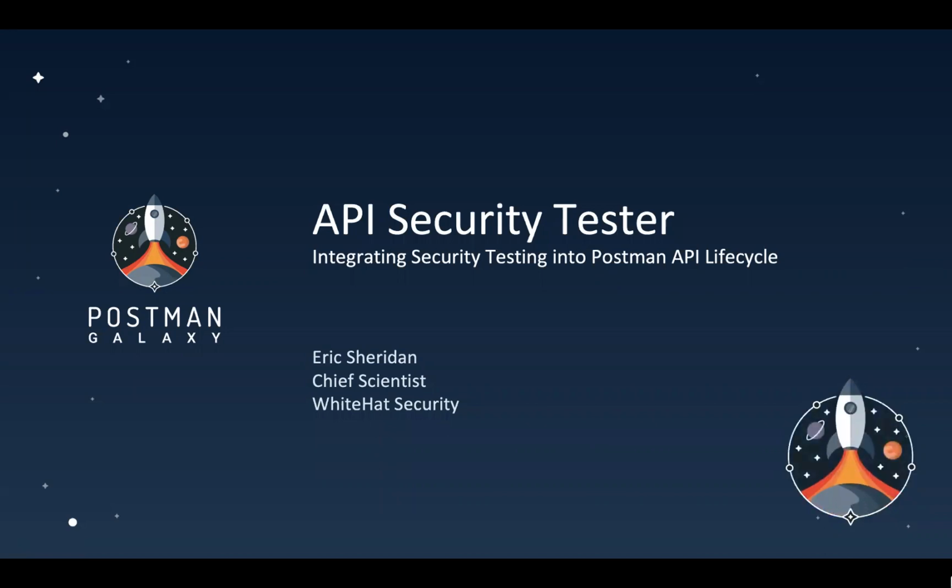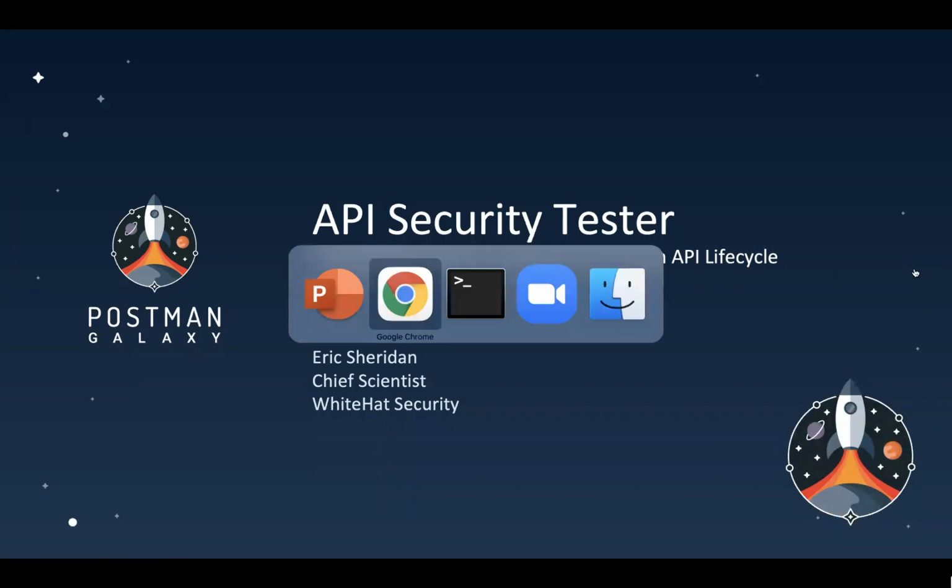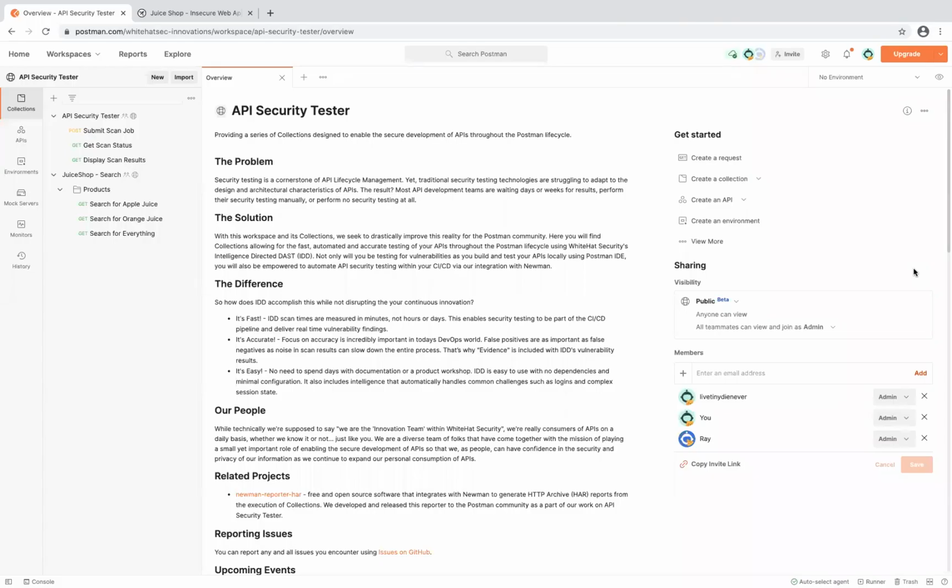In this demonstration, I will show you how to integrate security testing directly into the Postman API lifecycle using a series of technologies that we call API Security Tester. API Security Tester is both a public workspace and a public collection that allows you to perform security testing directly within Postman using WhiteHat Security's patented intelligence-directed DAST technology.